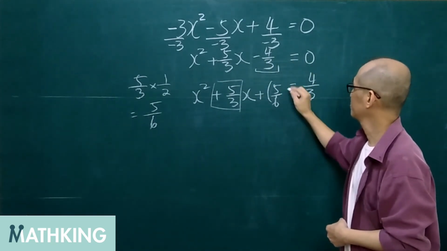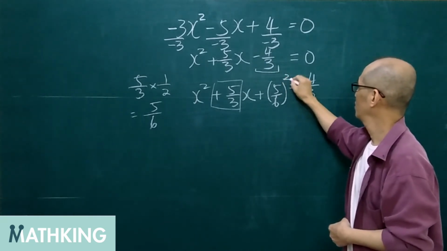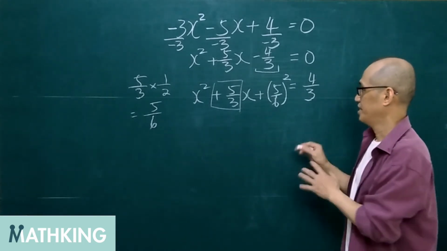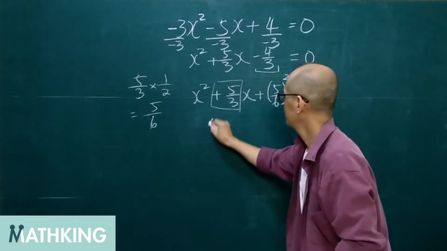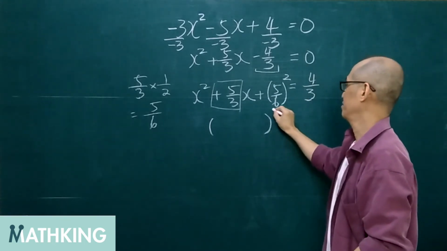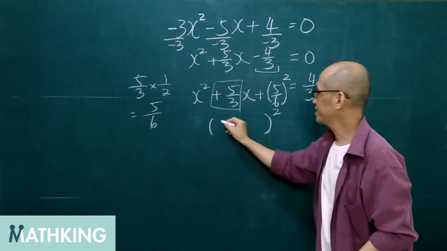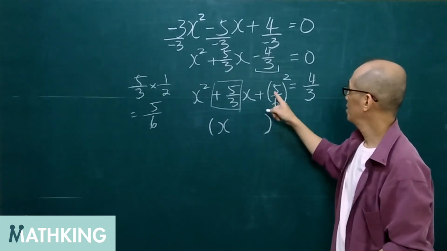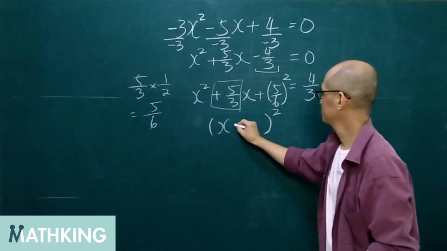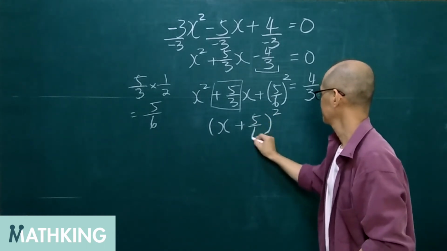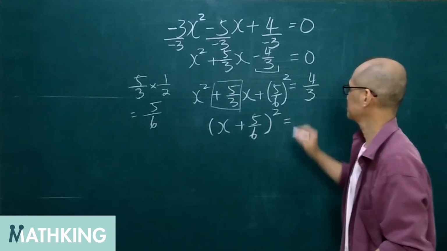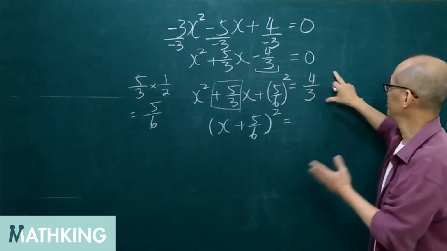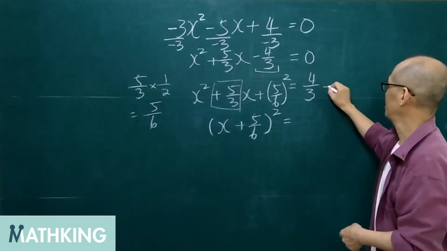5 over 6 here. And then square. Then we can factorize it into square here. So x, and then for this part it is plus 5 over 6. Now we do this to the left hand side, we need to do that to the right hand side.